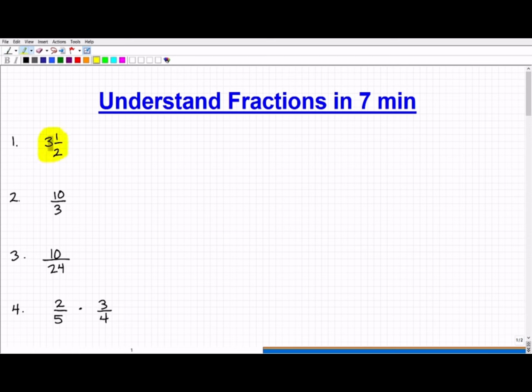All right, so 3 1/2. This is called a mixed fraction. If you have a number and a little fraction next to it, that's called a mixed fraction. So we need to be able to write a mixed fraction as an improper fraction, a fraction like 10/3. The way you do that is you take this bottom number, 2, and multiply it by 3, and then add the 1. So 2 times 3 is 6, plus 1 is 7/2.